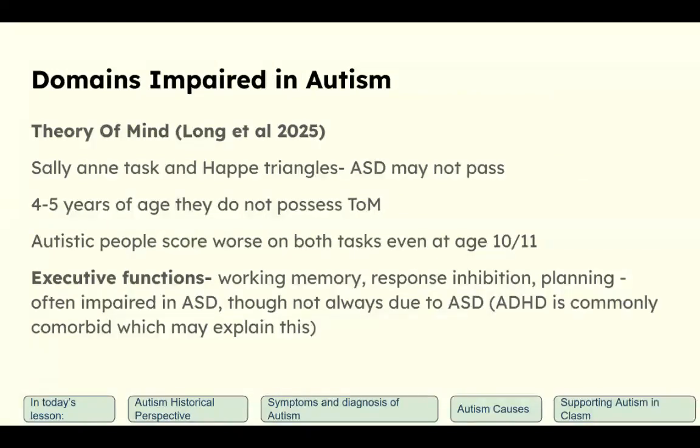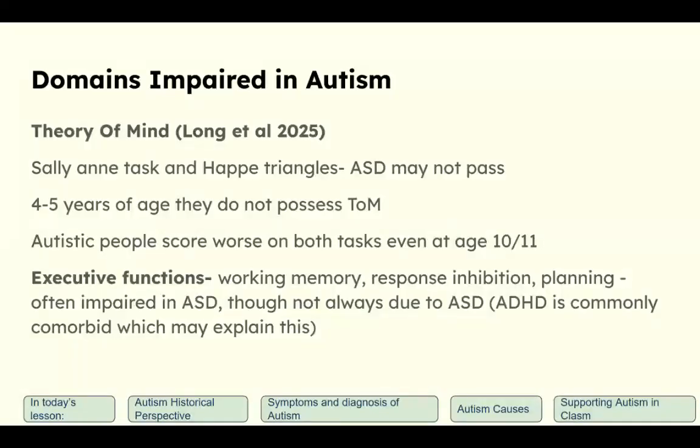Okay. Now, some of the domains socially that are impaired in autism are theory of mind. Theory of mind is the ability to read other people's intentions and feelings. This can be demonstrated through the Sally-Ann task and the Heider-Simmel triangles task, where you have triangles sort of chasing each other around a maze, and we have to work out what's going on there. People with autism will fail that. In the Sally-Ann task, again, they won't be able to see the character's intentions.